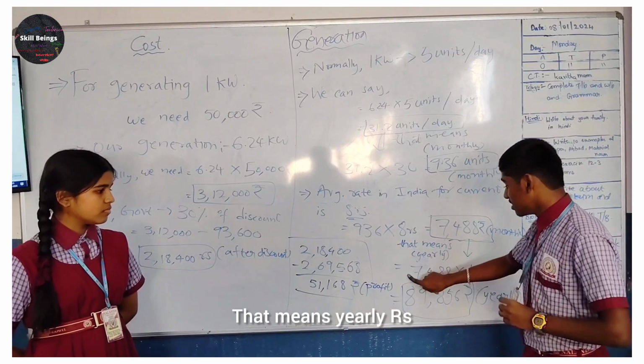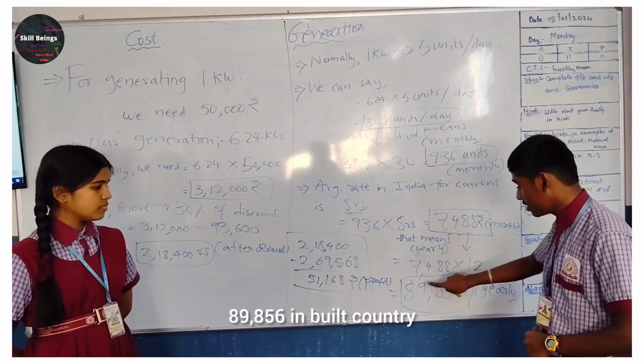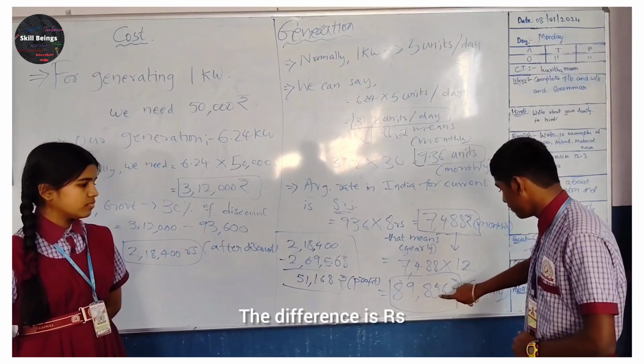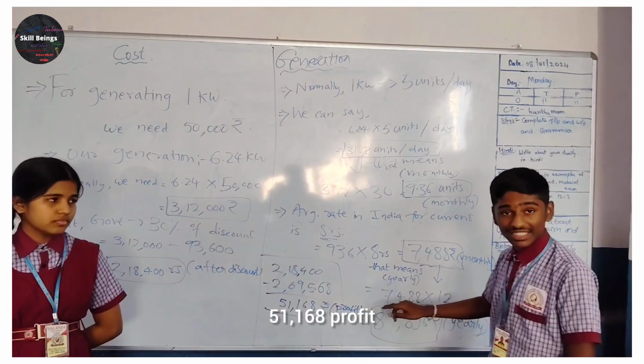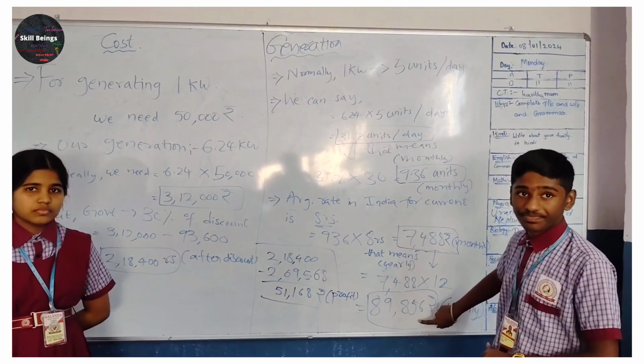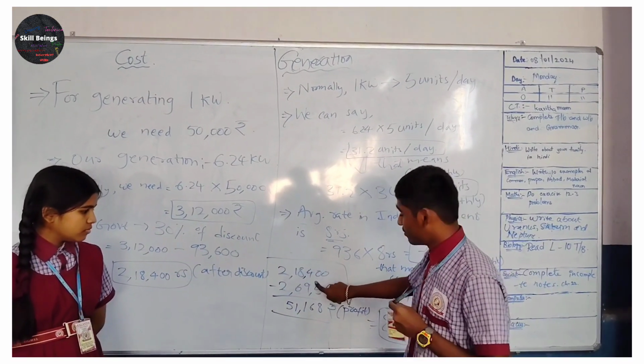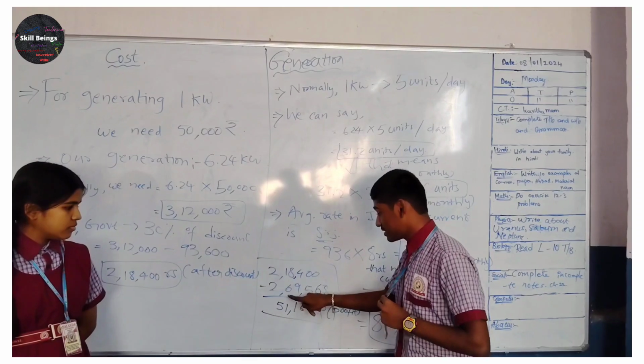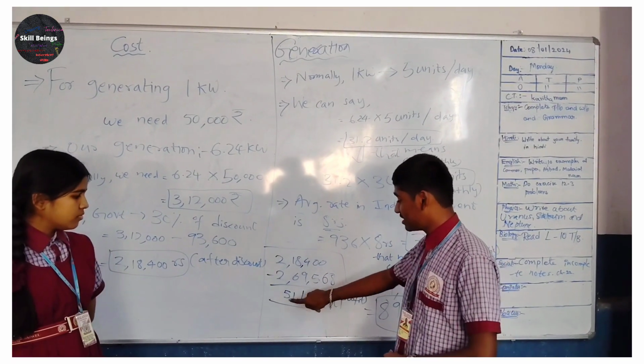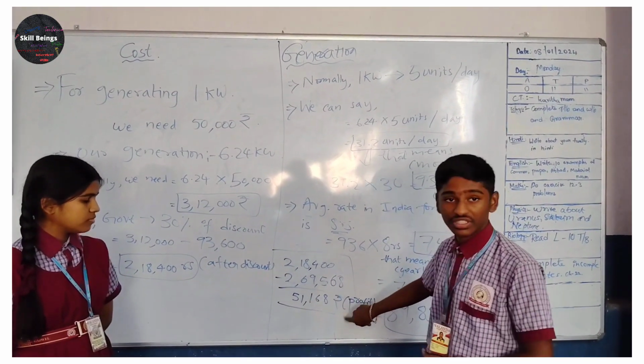That means yearly 7,488 into 12 equals 89,856 yearly. You can save 89,856 rupees in the bill. We invested 2,18,400. After 3 years we get 2,69,568 rupees. The difference is 51,168 profit.